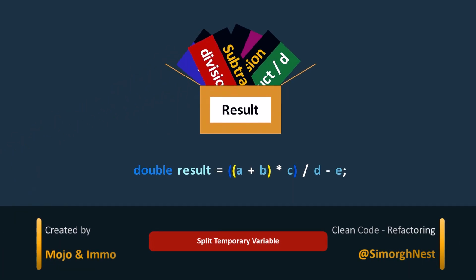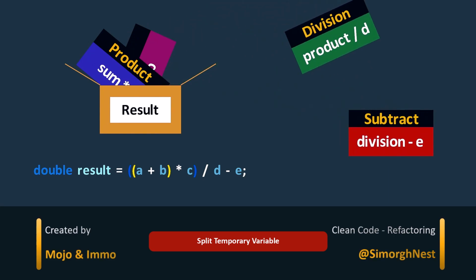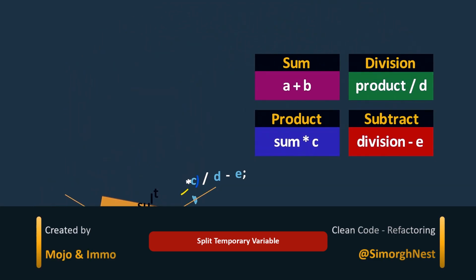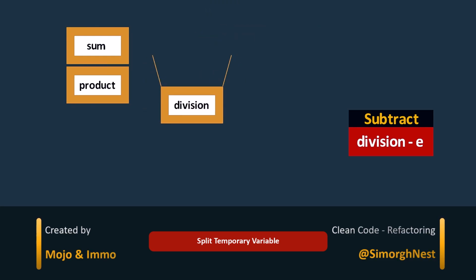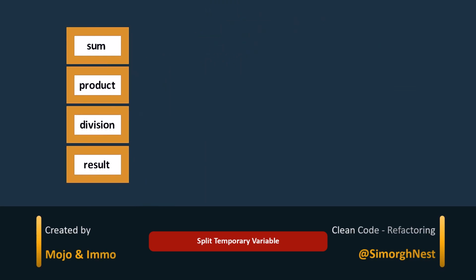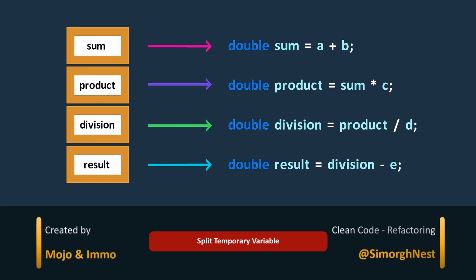Split temporary variable is a technique that improves code readability and maintainability. It means breaking down one temporary variable into multiple variables, each with its own purpose or meaning. This makes the code easier to understand and modify later on.